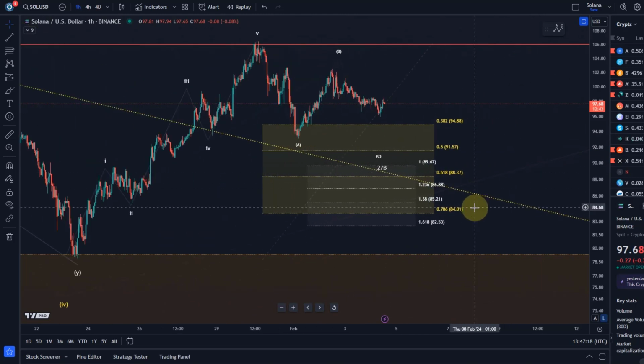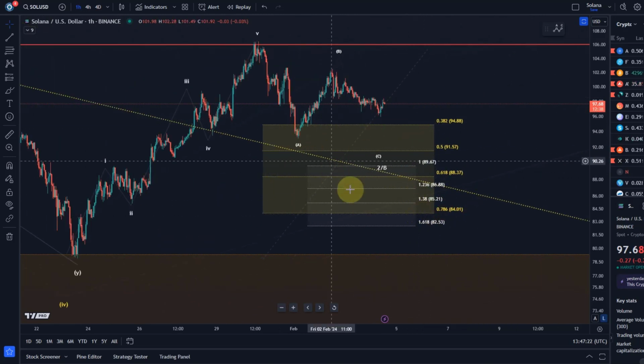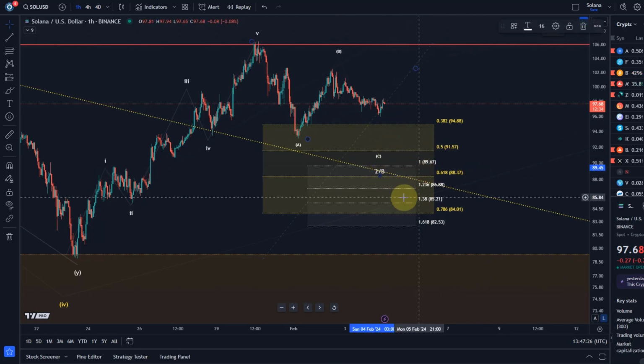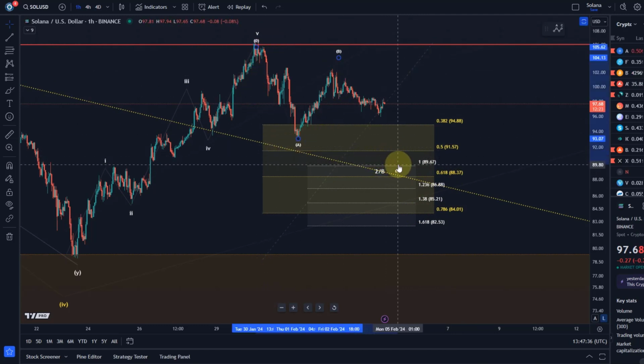So the support area stretches between $94.88 down to $84. That's standard support for a wave 2 pullback. So we have to watch these fib levels: $91.57, $88.37, $84.